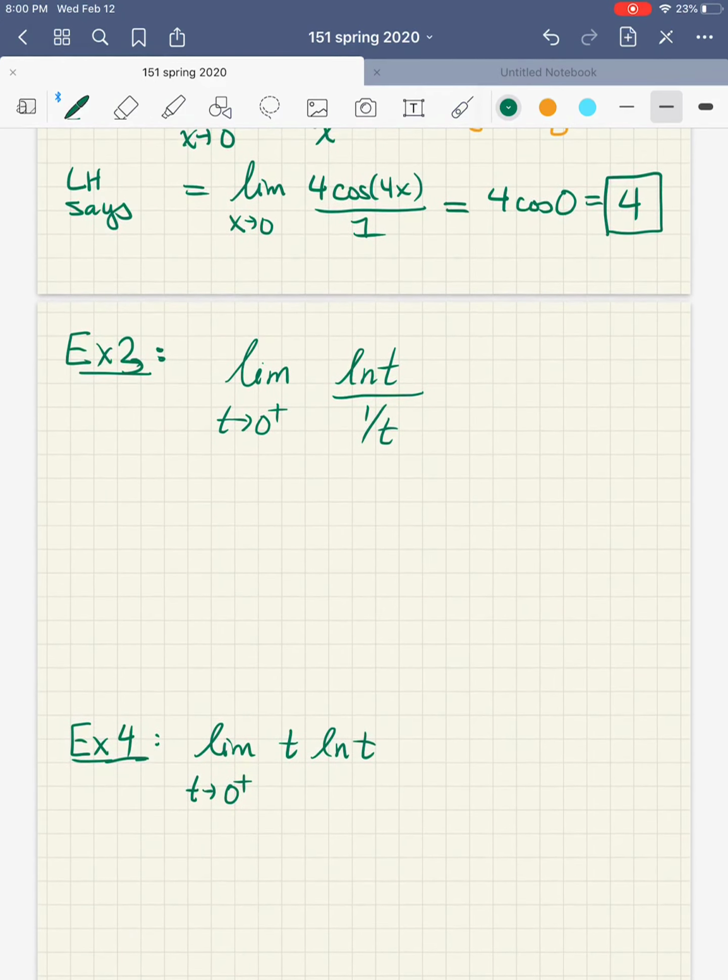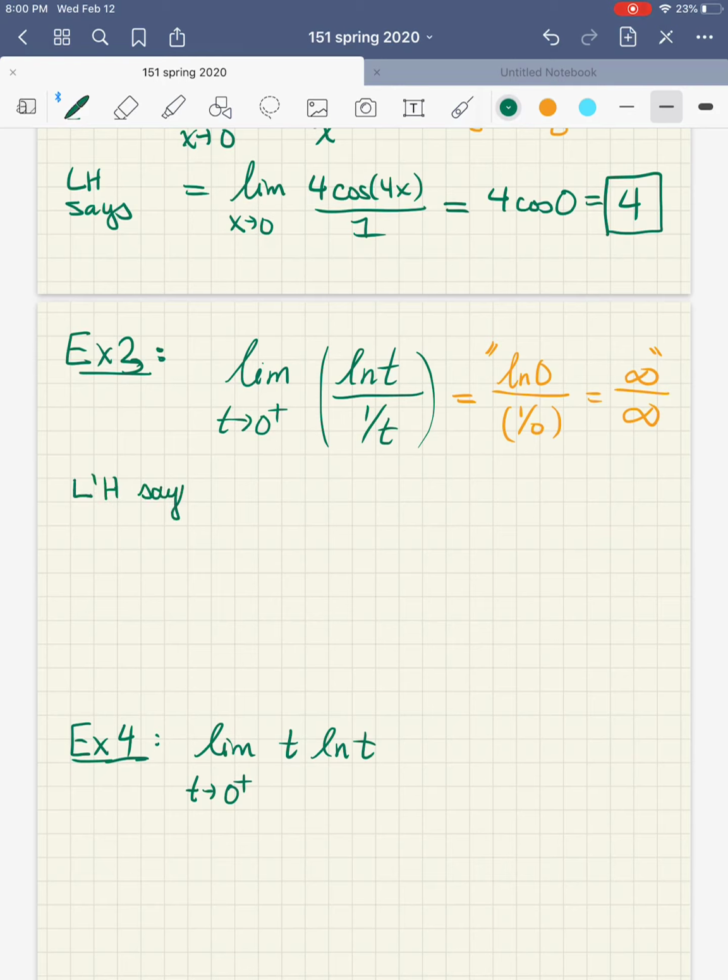I've got the next one. We've got a fraction as t goes to 0 from the right of log of t over 1 over t. First, let's check. If I plug in 0, I get log of 0 over 1 over 0. That's going to be infinity over infinity. So that is one of my L'Hopital's rule cases, so I can use L'Hopital's rule.